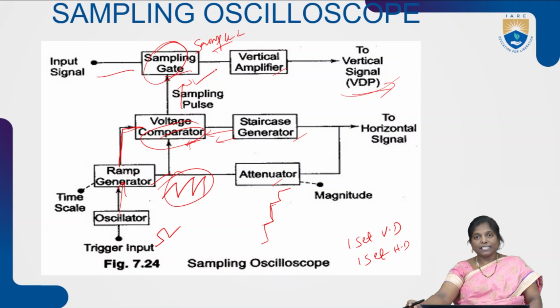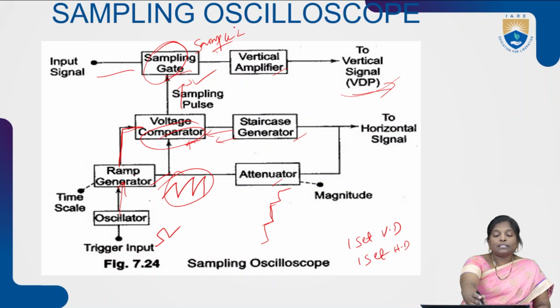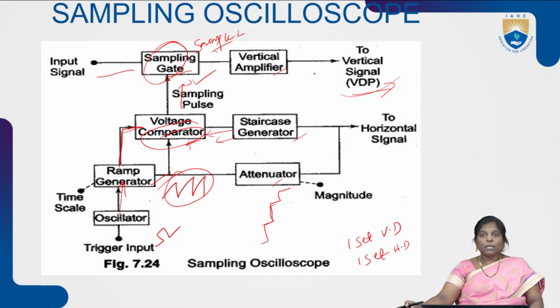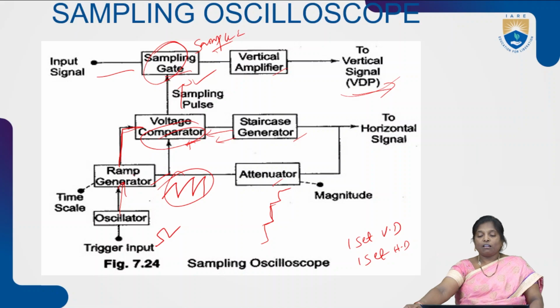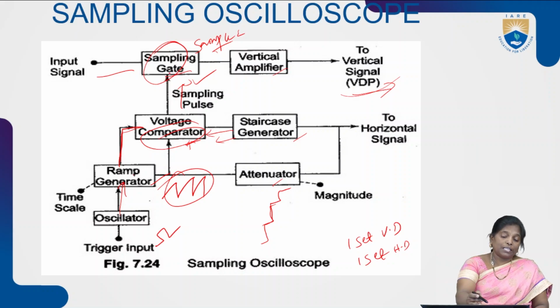Whenever the voltage comparator sends the sampling pulse, the sampled signal present in the sampling gate is amplified and given to the vertical amplifier. Meanwhile, the input signal in the sampling gate has a certain delay. At the same time, the output of the staircase generator is given as input to the horizontal deflection plate. The sampled signal is transmitted to the vertical deflection plates whenever the sampling gate is opened, and that depends upon the sampling pulse.